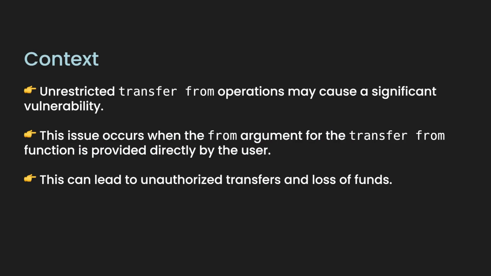Today, we'll explore a detection class known as Unrestricted Transfer From. In smart contracts, allowing unrestricted transfer from operations poses a significant vulnerability. The unrestricted transfer from issue occurs when the from argument for the transfer from function is provided directly by the user. This can lead to unauthorized transfers and loss of funds.